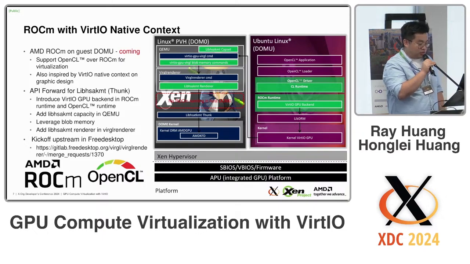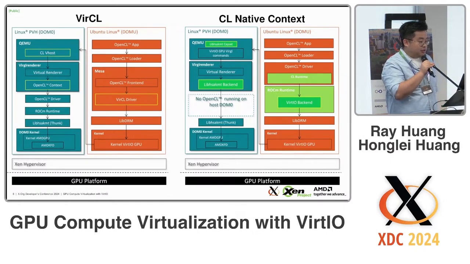And we'll try to upstream the virtual render patches at this moment. Right now. And this is the comparison between the traditional VirtIO and the OpenCL native context. We can easily find there is a difference. We don't need native OpenCL running on the host side anymore. So we can forward the sync API from the host to the guest side directly, going with the virtual GPU host bridge.